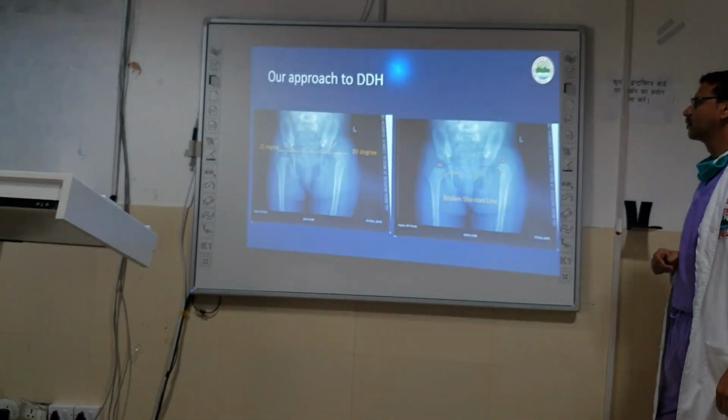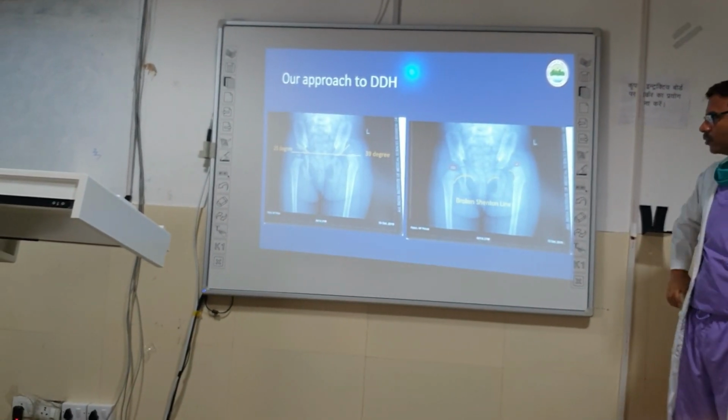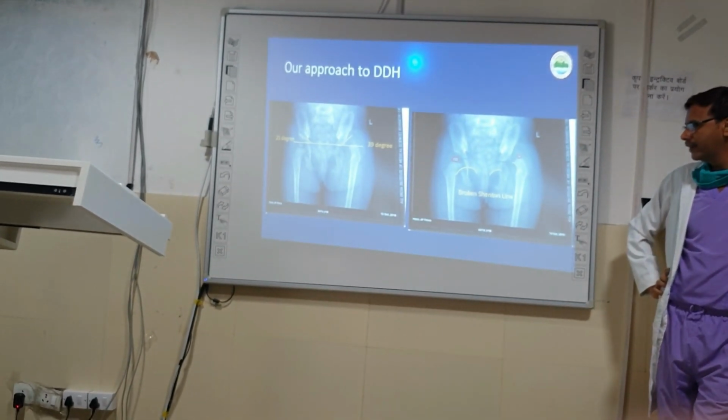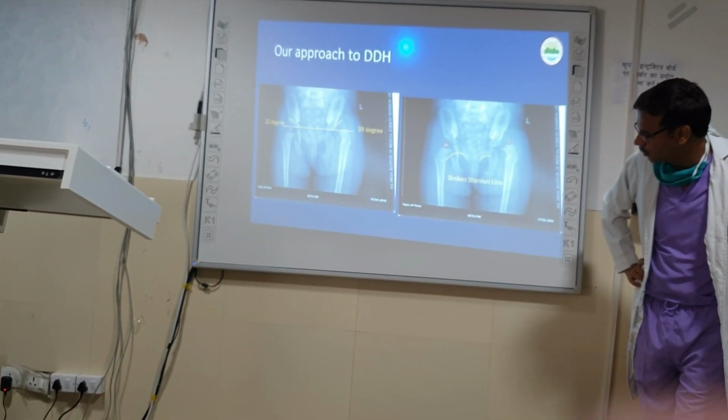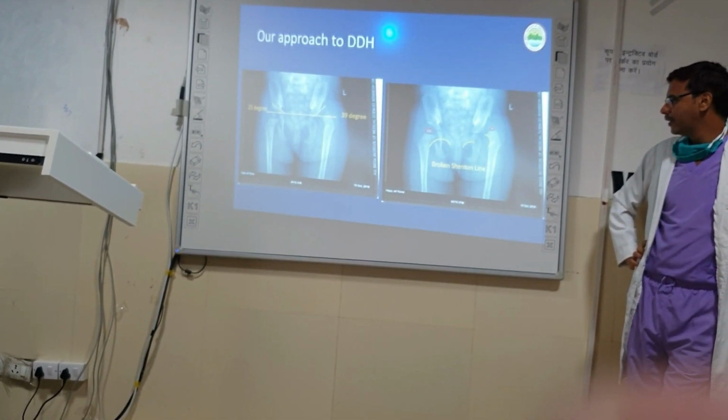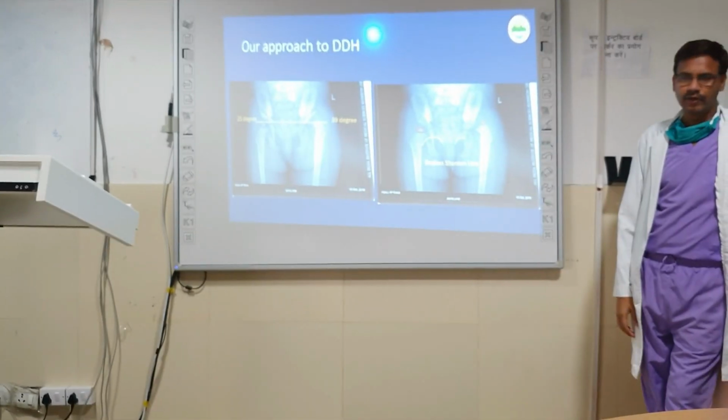Next. So what is our approach? This is one of our cases. You can see on the left side there is frank dislocation. The child is 2 years old, male. There is a 39 degree acetabular index. The broken Shenton's line is evident.